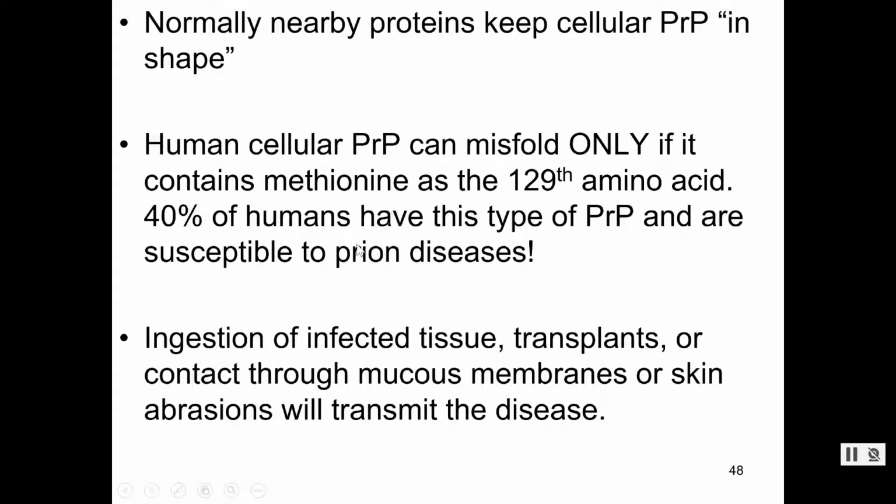We do have some protection. Cellular PrP, just like proteins, can have variants. Some people are naturally immune to this. They don't have a certain amino acid in a certain place, and then their cellular PrP is not susceptible to that shape change. So that's good. So 60% of the people are immune, but 40% are susceptible. So 40% have the type of PrP that is susceptible to this shape change. Again, we can pass it from human to human by tissues, transplants, blood transfusions, mucous membranes to transmit the disease.